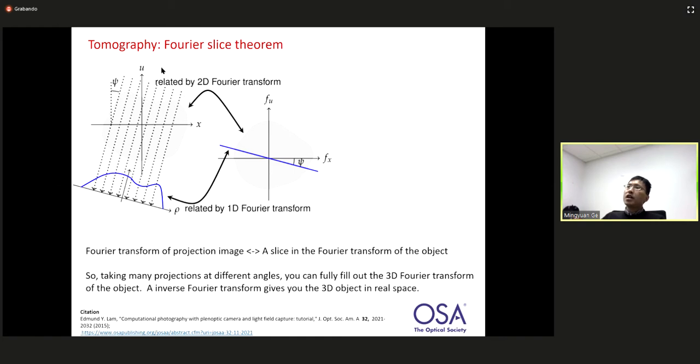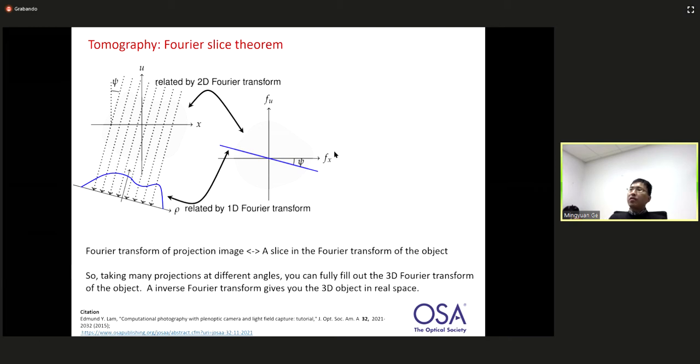So for an object, what we detect is not a 3D object. What we detect is a projection, the integrated signal from the object at all angles. If you look at the signal, like the blue curve, and take a Fourier transform of this blue curve, it is exactly the signal we get in Fourier space at the same angle.